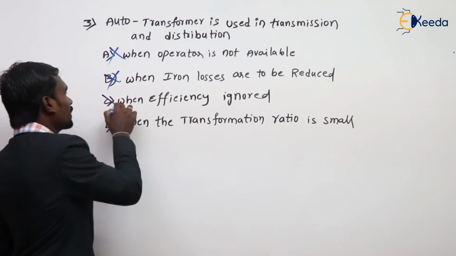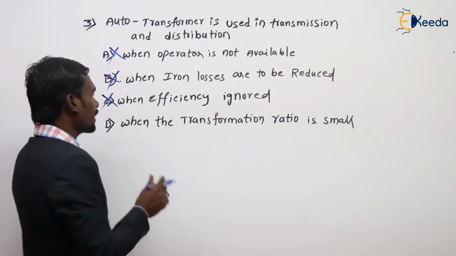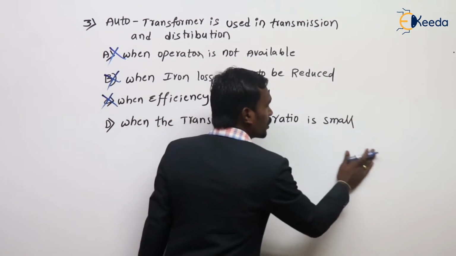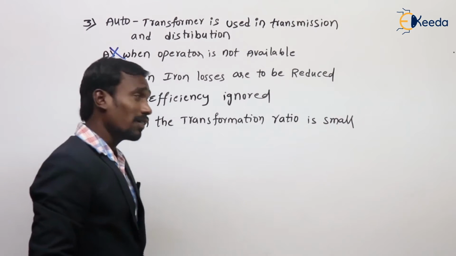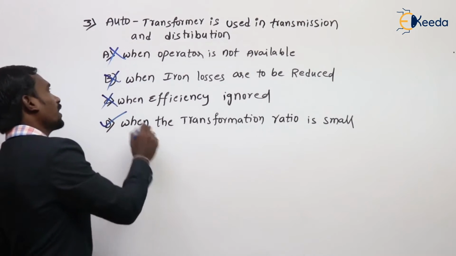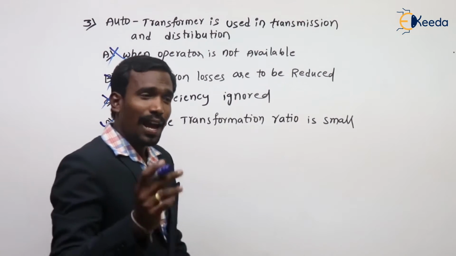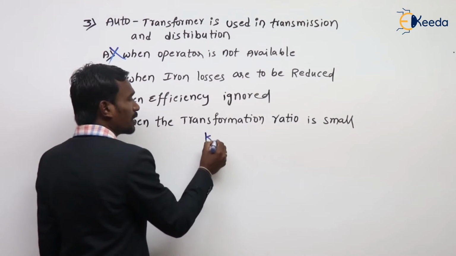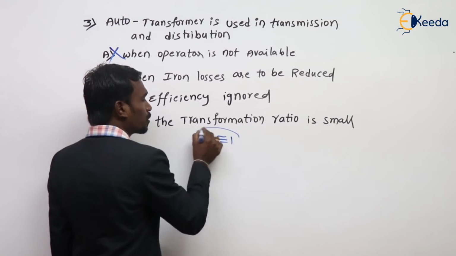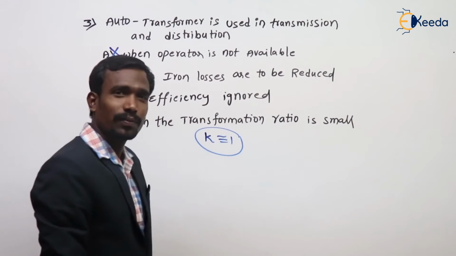So this is also not the correct answer. Next, when the transformation ratio is small, then we have to use an auto transformer. I said to you the transformation ratio is nearly equal to 1 only.